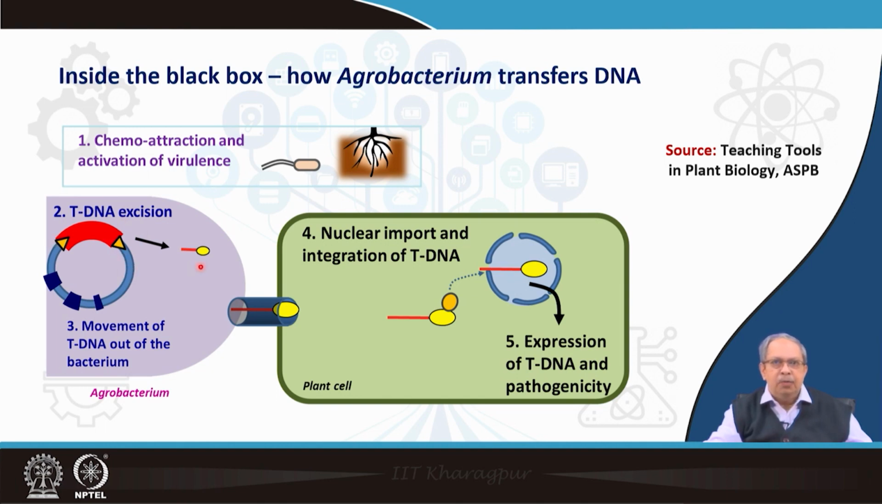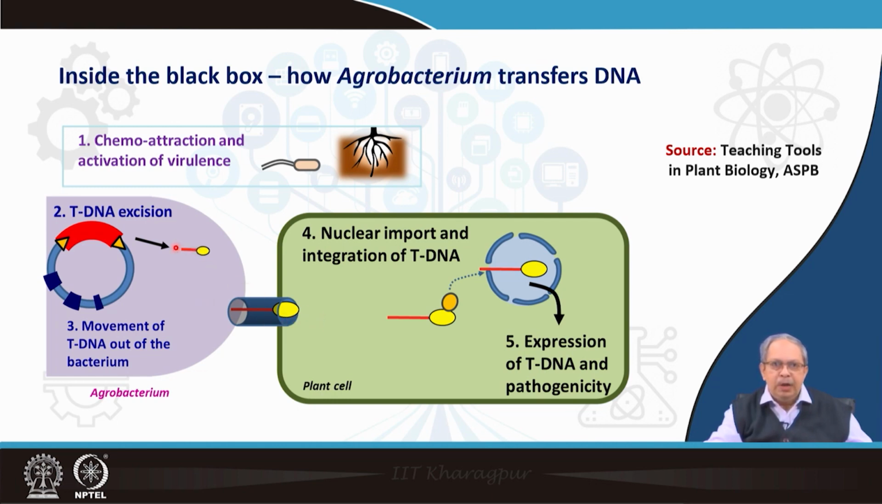And the cut DNA, the T-DNA, has one Vir protein, virD2, attached at the 5 prime end, which guides the T-DNA to move out from the Agrobacterium through this tunnel and enter into the plant cell.